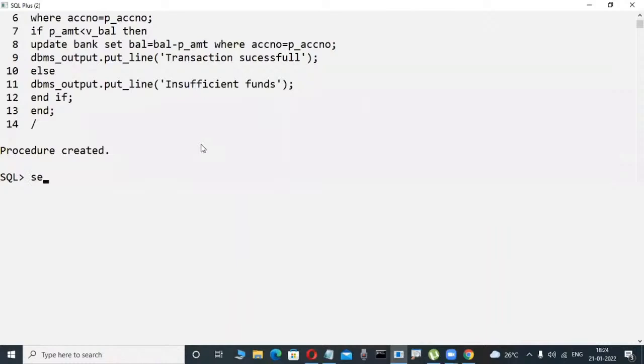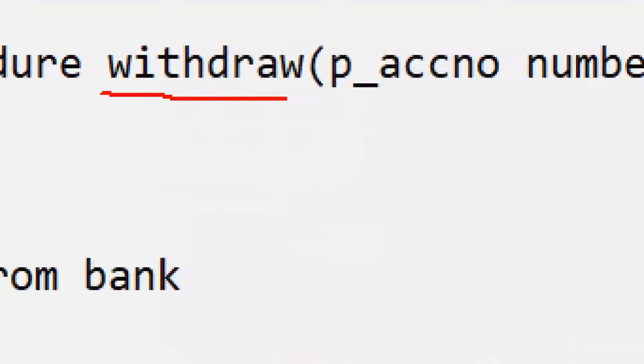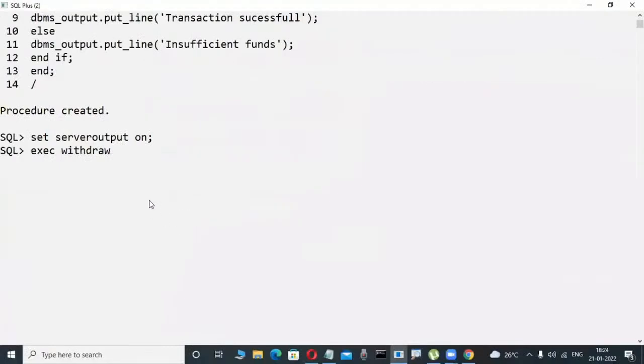Now check it out. Observe here. I try to check something. Here I'm executing the procedure by name: exec withdraw. Okay, fine. I'm calling this procedure withdraw. You may not have an idea about these things. Just observe: withdraw is the name of my program. Here my account number is 1001. I'm passing the account number, comma, and I try to withdraw 9,000 rupees, for example.